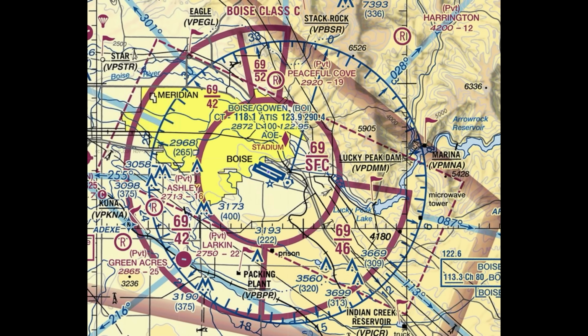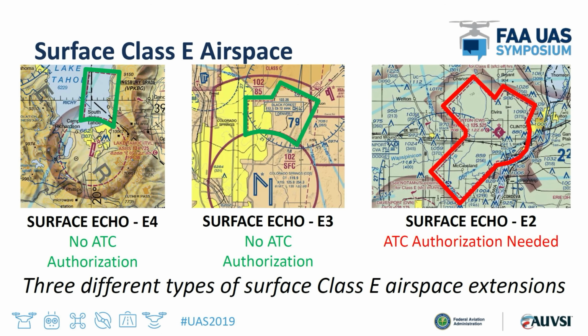Anyway, if you're the sharp-eyed among you that look at sectional charts, if you look at where I'm at, Lucky Peak Reservoir, you'll say, hey Marcus, you're in Class E surface airspace. How come you're flying there? Well, Class E can be a little bit different, and there's several different types of Class E airspace. And this fits into what they call type E3.